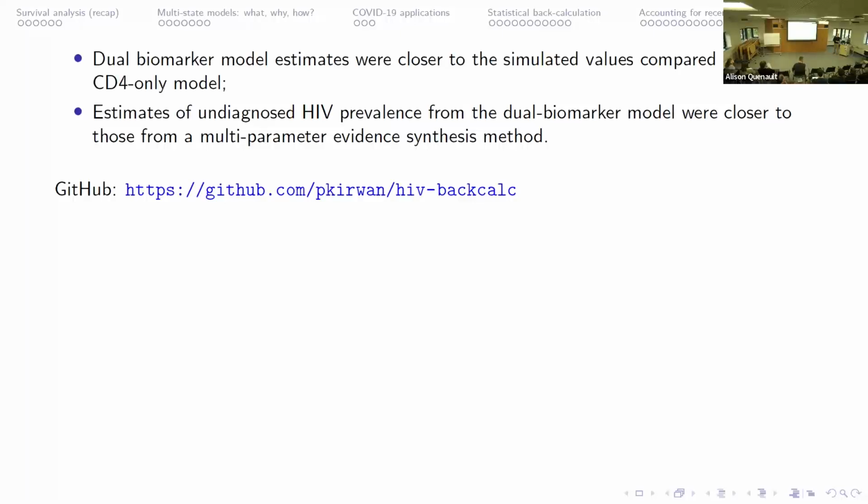We're making an effort to make all of the code available for this. So there's a GitHub repository which has the original back calculation model, the age-dependent model, and then both of those extended with this additional recent infection states.